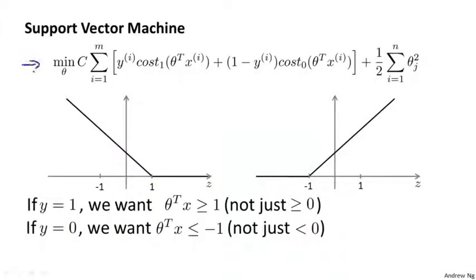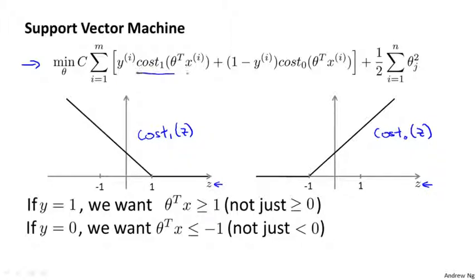Here's my cost function for the support vector machine, where on the left, I've plotted my cost1 of z function that I use for positive examples, and on the right, I've plotted my cost0 of z function, where I have z on the horizontal axis. Now, let's think about what it takes to make these cost functions small.